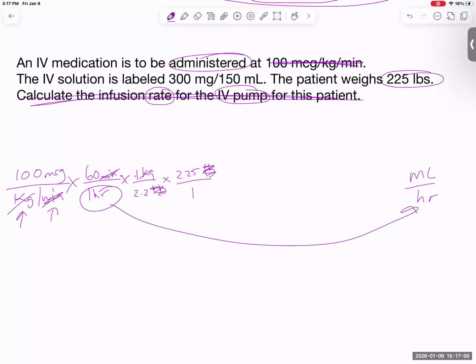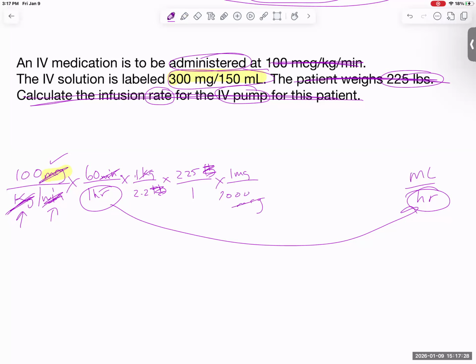No blank spaces, no problem. So I've used the weight. So everything in my denominator is gone except for hour. Lovely, I love it. All right, so now I got to get milliliters in my numerator. So I have micrograms. I've used everything except my concentration. That's the only thing left, but you see it's in milligrams and I have micrograms in my problem, so I need a conversion. So 1 milligram is 1,000 micrograms.